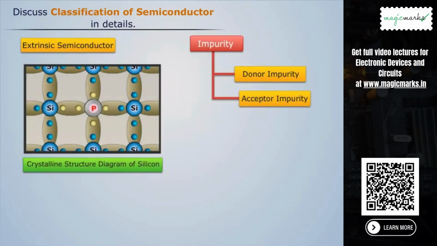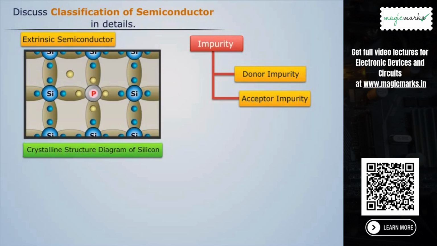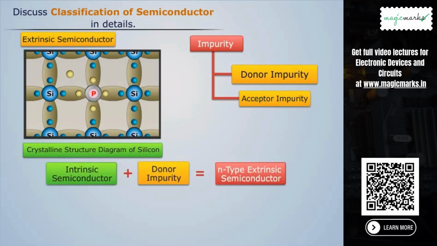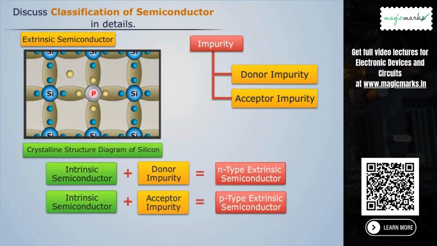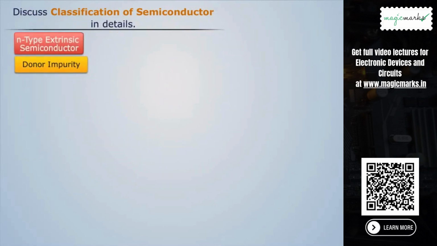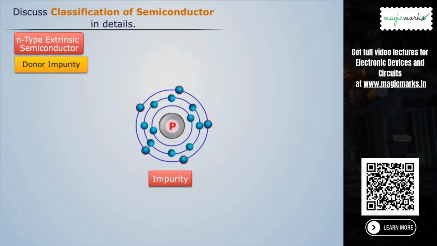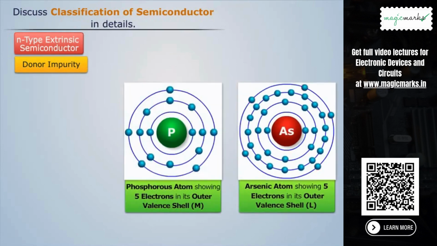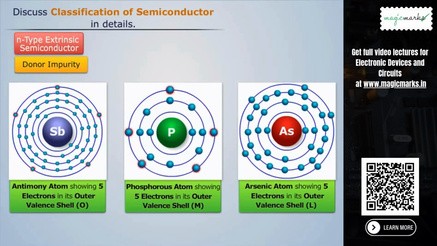Extrinsic semiconductor is basically a doped semiconductor on the basis of the type of impurity added. Extrinsic semiconductor is classified as N-type semiconductor and P-type semiconductor. Here we'll discuss N-type semiconductor. But first, let us understand what donor impurity is. If the impurity consists of 5 valence electrons, then it is known as the pentavalent impurity or donor impurity. Some examples of donor impurity are arsenic, phosphorus, antimony, etc.